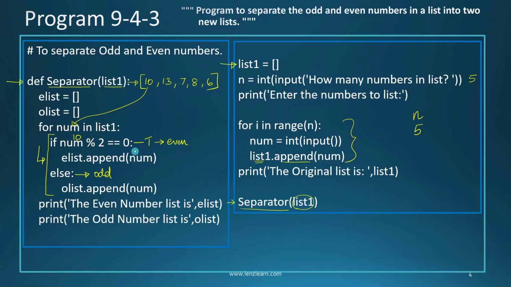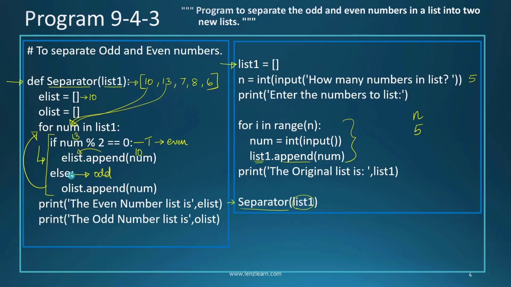So now I will add 10 to EList. So now 10 will be added into EList. Now the control will come back to the for loop. Now the next value 13 will be loaded into num. So now I will check 13 modulo 2. When you divide 13 by 2 you will get remainder 1, and 1 equal to 0 is false.